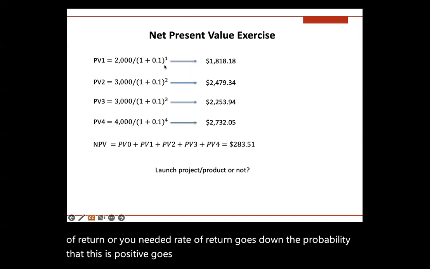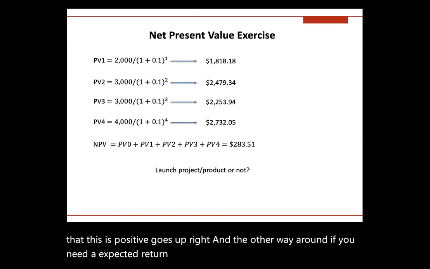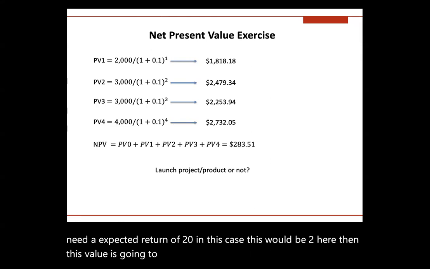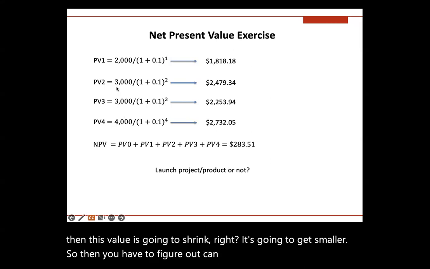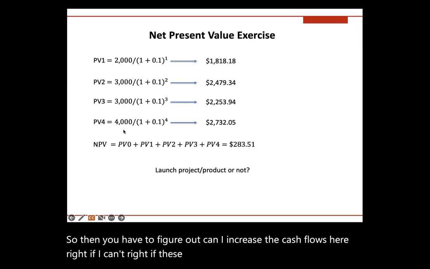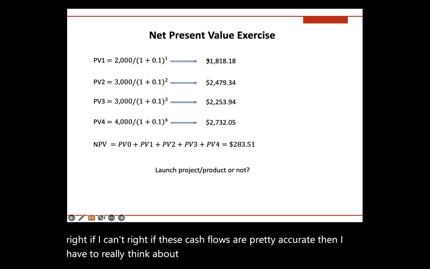And the other way around, if you need an expected return of 20%, in this case this would be 0.2 here, then this value is going to shrink, right? It's going to get smaller. So then you have to figure out, can I increase the cash flows here? If I can't, if these cash flows are pretty accurate, then I have to really think about whether I want to launch the project or not, okay?